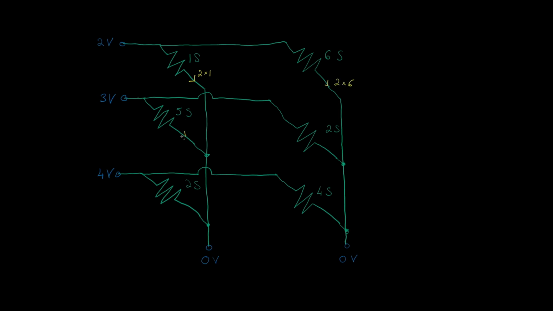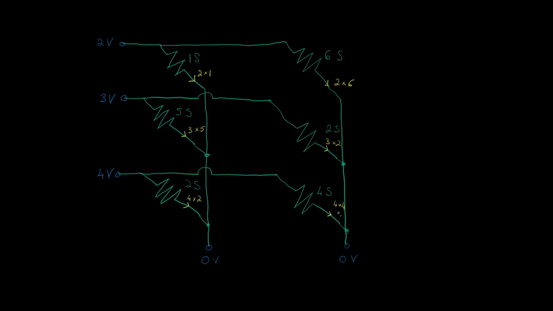Here we are going to have 3 times 5. Here we're going to have 3 times 2. Here we're going to have 4 times 2. And here we're going to have 4 times 4. Now, that's Ohm's law and the amount of current each of these produces.